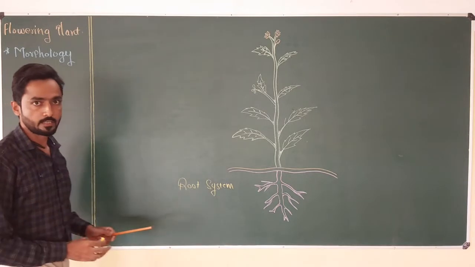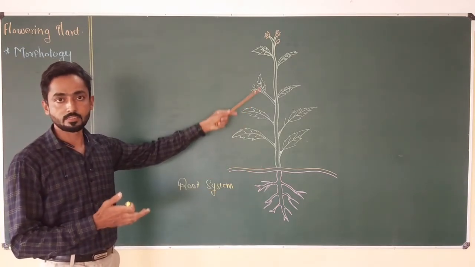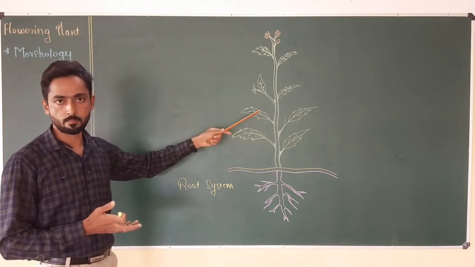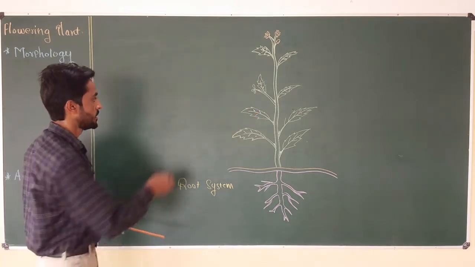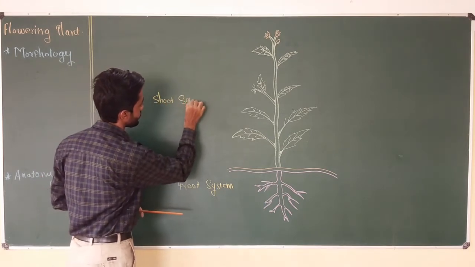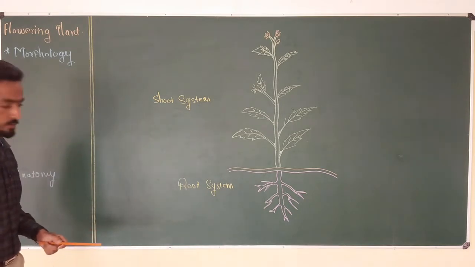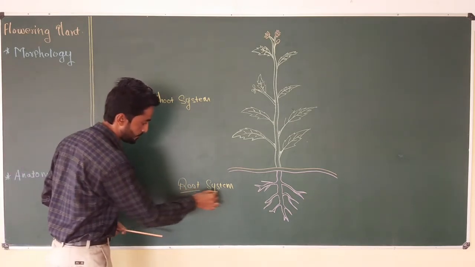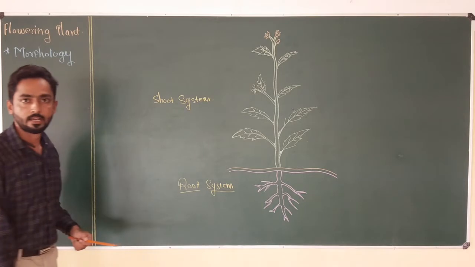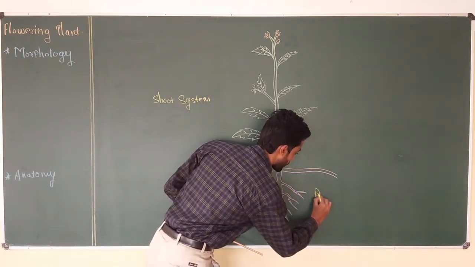while the next system of the flowering plant, which is present above the ground surface and generally has the aerial parts of the plant body, is called the shoot system. So in this series, first I am going to start with the root system of the flowering plant. The root system mainly has organs called roots.